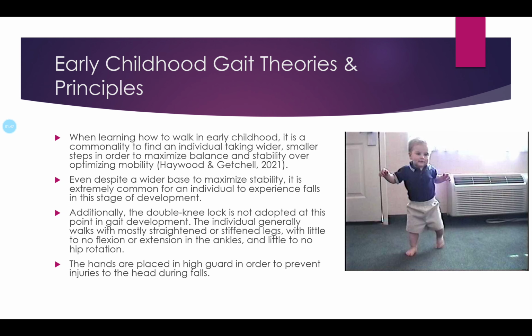Additionally, the double knee lock is not adopted at this point in gait development. The individual mostly walks with stiffened or straightened legs with little to no flexion or extension in the ankles and little to no hip rotation. The hands are generally placed in a high guard in order to prevent injuries to the head during falls.